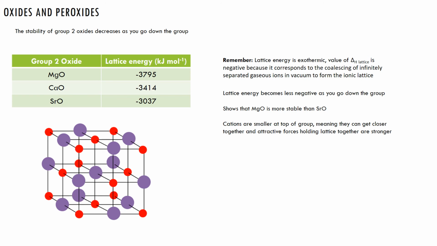You'll notice then that the lattice energy in going from magnesium through to calcium down to strontium oxide becomes less negative as you go down the group. What that tells you then is that magnesium oxide is in fact more stable than strontium oxide by around about 700 kilojoules per mole. And that makes sense because the cations are much smaller at the top of the group, meaning that they can get closer together, and those attractive forces that hold the lattice together are much stronger.